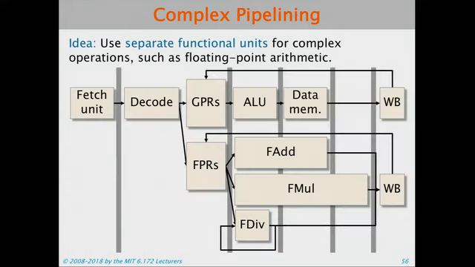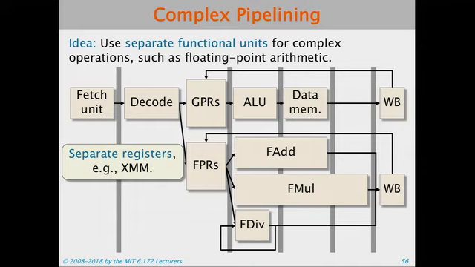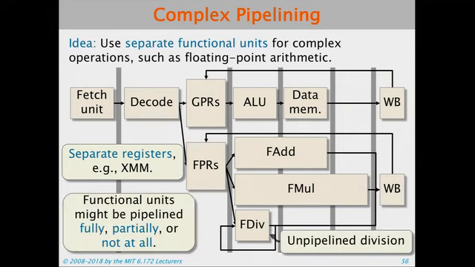So the strategy that much hardware tends to use is to have separate functional units for complex operations, such as floating point arithmetic. There may be, in fact, separate registers, for example, the XMM registers, that only work with the floating point. So you have your basic 5-stage pipeline, you have another pipeline that's off on the side, and it's going to take multiple cycles sometimes for things, and maybe pipeline to a different depth. And so you basically separate these operations. The functional units may be pipelined fully, partially, or not at all.